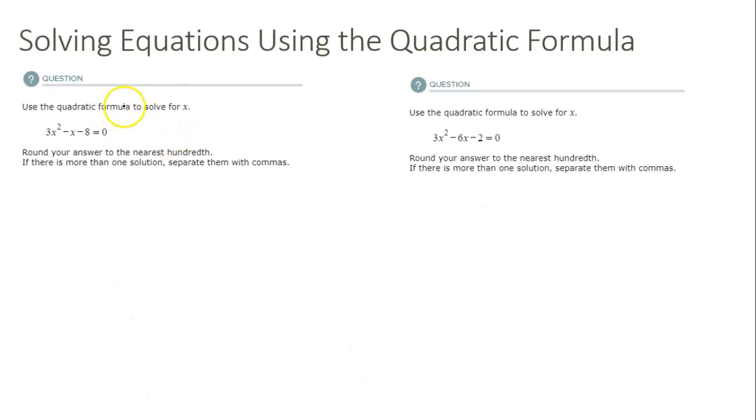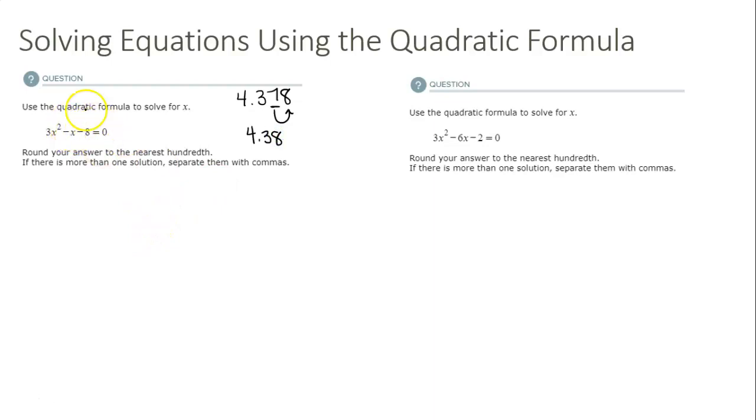All right, this says use the quadratic formula to solve for x. It says round your answer to the nearest hundredth. So this time they're telling us what to round to. The nearest hundredth is like 2 decimal places. So if I had 4.378, the nearest hundredth would be right there. The 8 would tell me to round up, so that's 4.38.